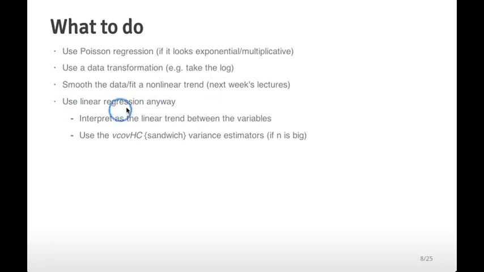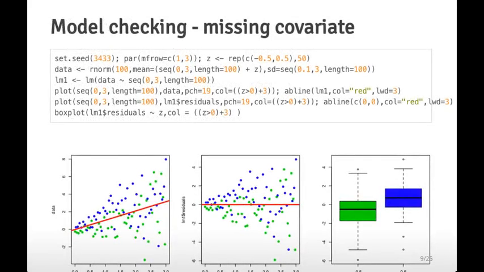Or you could use linear regression anyway and interpret the linear trend between the two variables as just that. I'm estimating the linear trend between the two variables. I know that there's something else going on here, so I'm going to have to use some other kind of variance covariance estimate to be able to get accurate inference. And you can do this if n is big, and you can still interpret that as the linear trend, even though you won't necessarily get great predictions with that linear model.